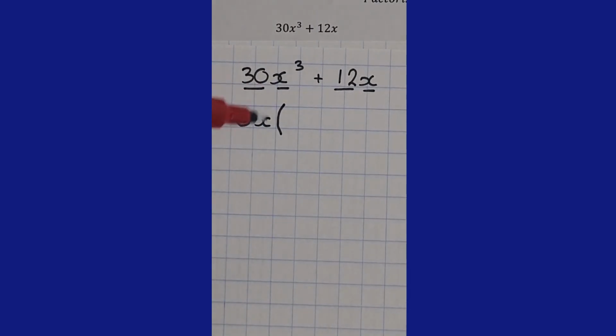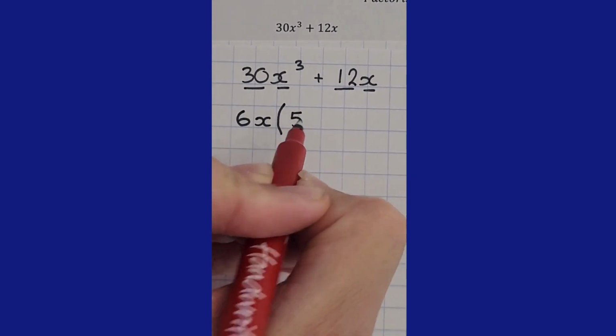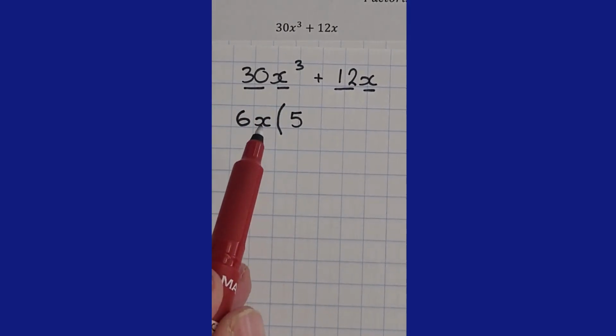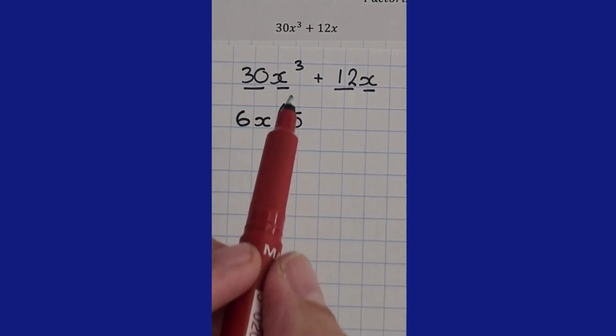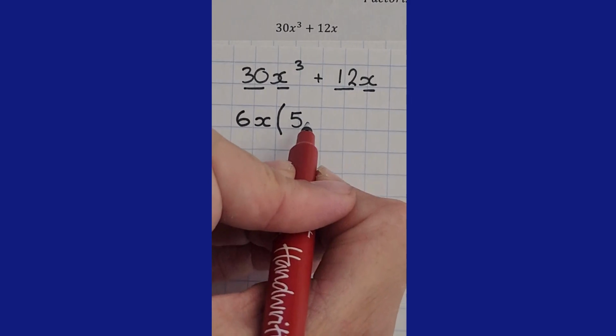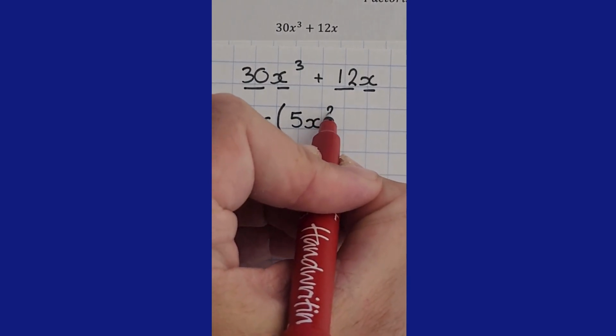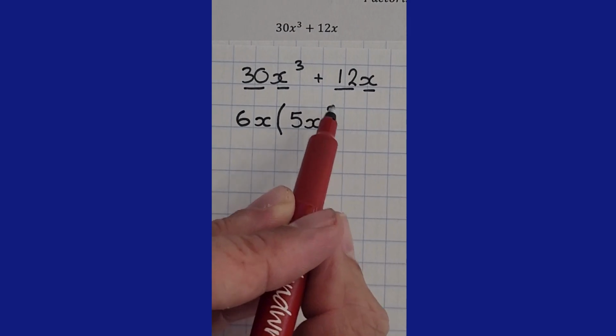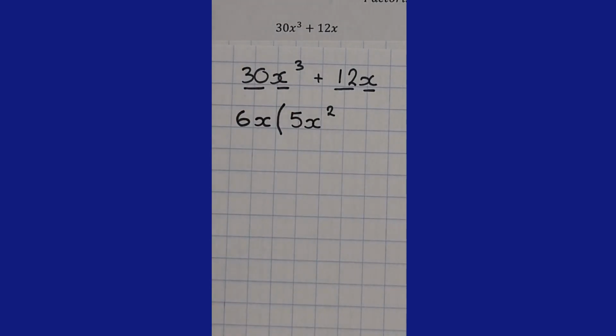So I open my bracket. What do I multiply 6 by to get 30? Well, how many 6s are in 30? That's going to be 5. I've got x, but I want x cubed. So I need 2 more effectively because I've only got 1 here. So that means I need to multiply it by x squared because 6 times 5 is 30. x times x squared is going to give me x cubed because I'm going to multiply 3 of them.